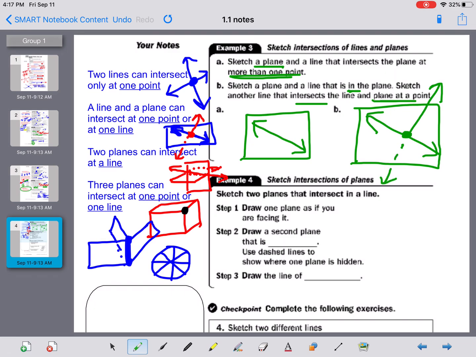So are we great three-dimensional drawers? Not great, but it's okay. All right, let's move.